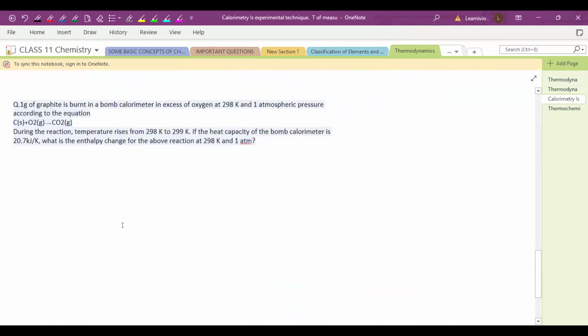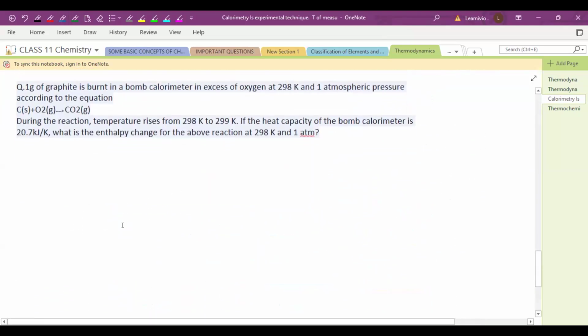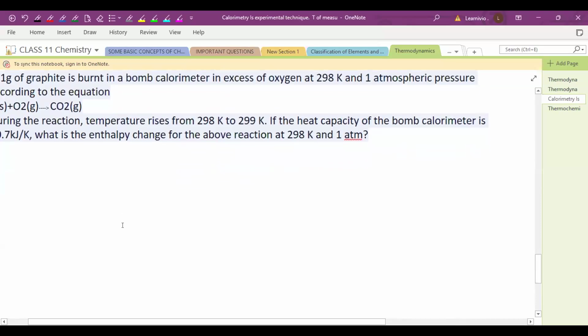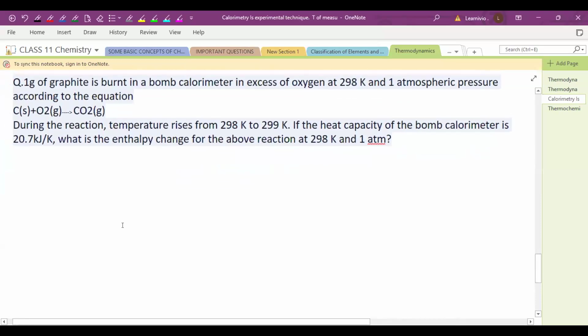Now, let's apply this in a numerical. The question is: 1 gram of graphite is burnt in a bomb calorimeter in excess of oxygen at 298 Kelvin and 1 atmospheric pressure according to this equation: carbon plus O2 gives CO2. Just like this, in the bomb calorimeter we put the sample, graphite, and it ignites and releases carbon dioxide.